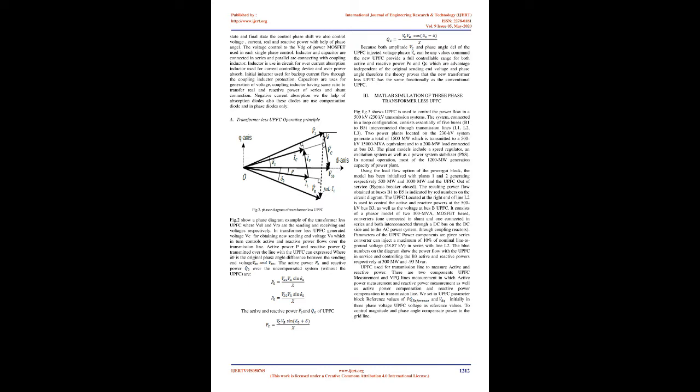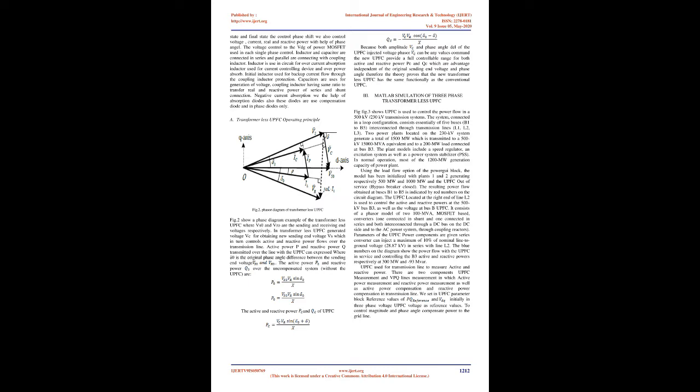Each phase has its own DC source, and each phase is controlled with the help of PWM, pulse width modulation, signal given to the power MOSFET with modified signal. The control is by phase shift. We also control voltage, current, and real and reactive power with the help of the phase angle. The voltage control is through the VDG of the power MOSFET used in each single-phase control.